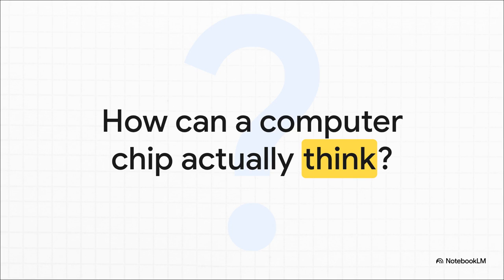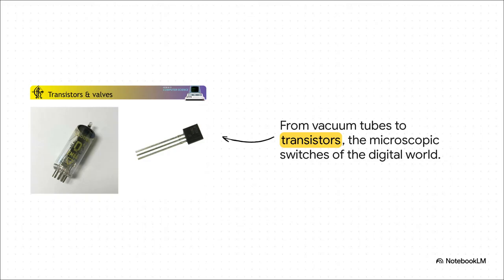I mean, have you ever really thought about it? How can a chunk of silicon, which is basically just fancy sand, and a bit of metal, how can that thing actually think or make decisions? It seems impossible, right? Well, to get the answer, we have to go right back to basics. It all comes down to a really simple idea, a switch.